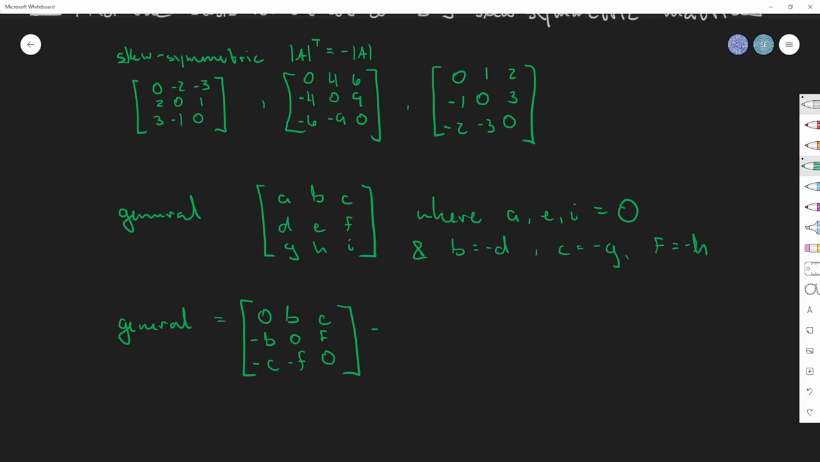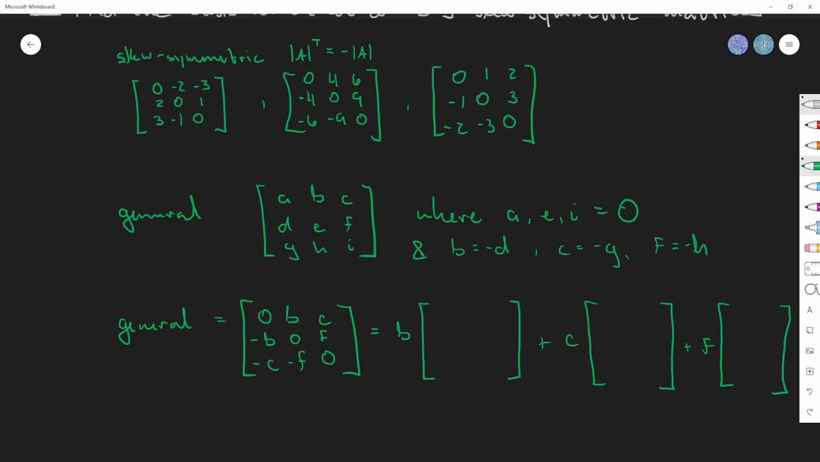To find a basis, we can factor this out into a combination of the variables. So we'll have B multiplied by some matrix, plus C multiplied by some other matrix, plus F multiplied by another matrix. Once we factor those out, we can see that it's just putting a 1 or a negative 1 where that B, C, or F lies.